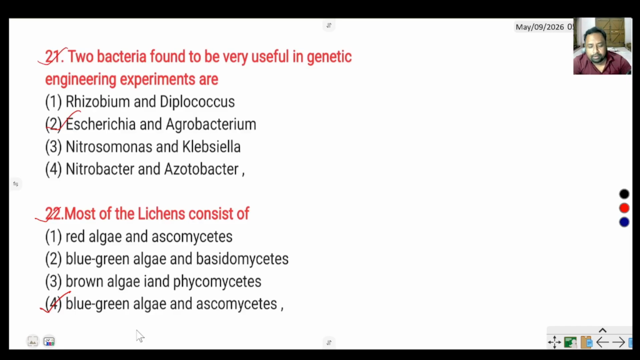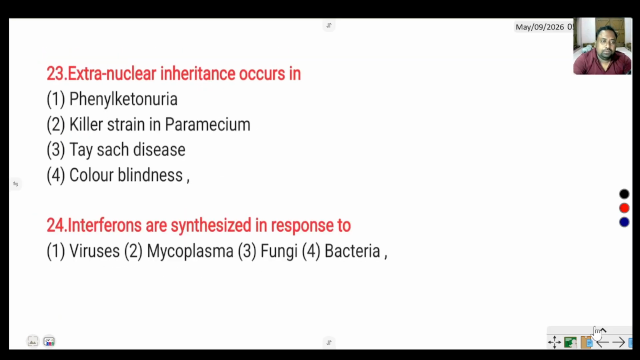Question 24. Interferons are synthesized in response to a virus. Suppose one virus infects a cell, this cell secretes interferon. Why? It interferes with the function of the virus. That is called interferon.